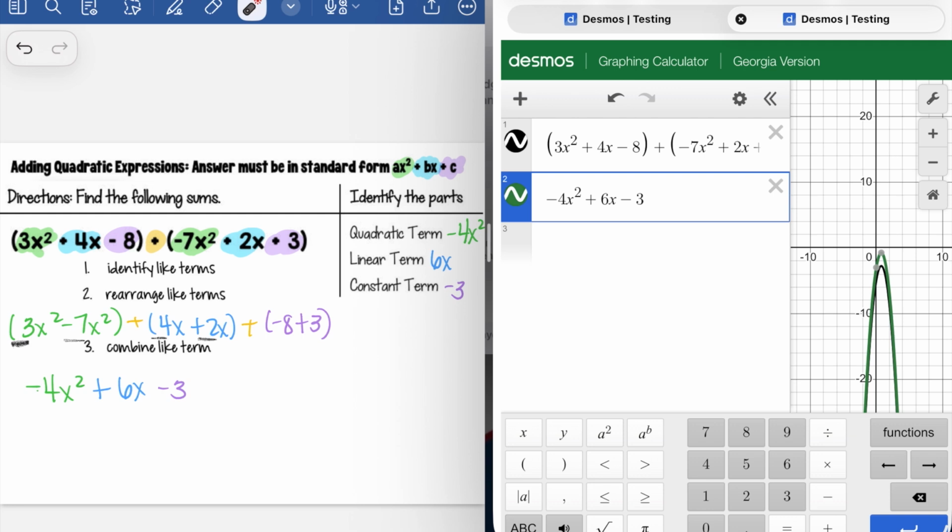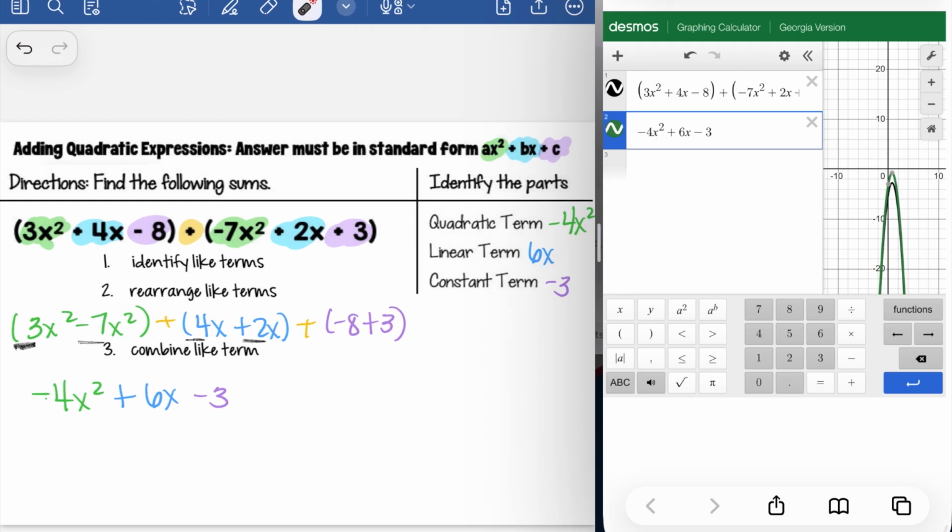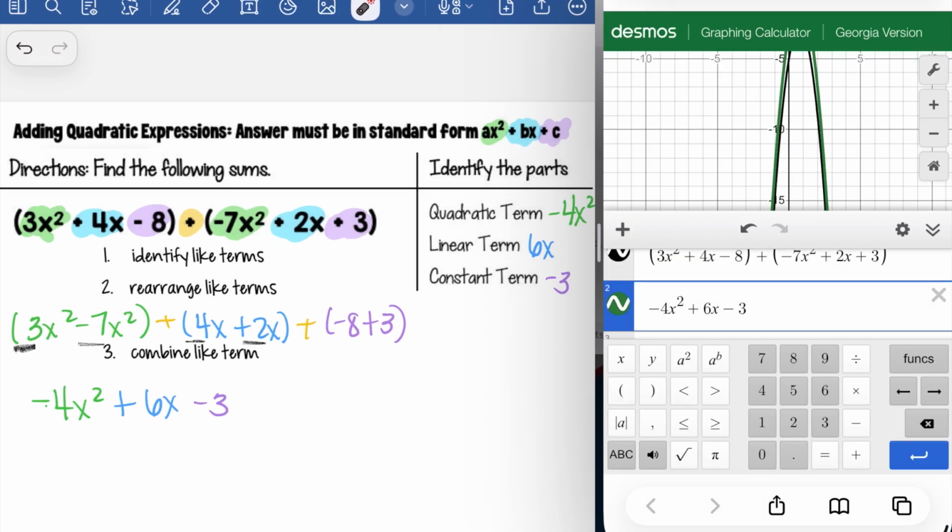Oh, and that's not right. Because if it was right, it'd be matching. So we have to come back over here and see what we did wrong. And what we did wrong was negative 8 plus 3 doesn't give me negative 3. It gives me a minus 5.